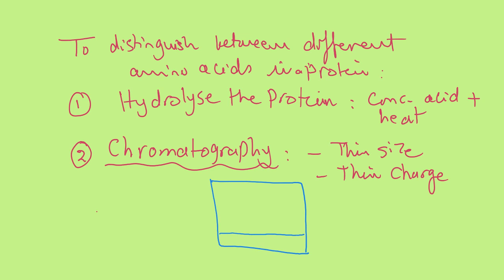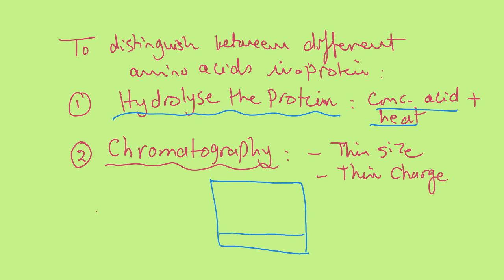This is hydrolysis. Hydrolysis means breakdown. How to break down the protein? Add acid and heat for many hours. It needs like 2 to 3 hours of heating until the protein is hydrolyzed completely into amino acids. And then, in order to distinguish the amino acids, make chromatography.